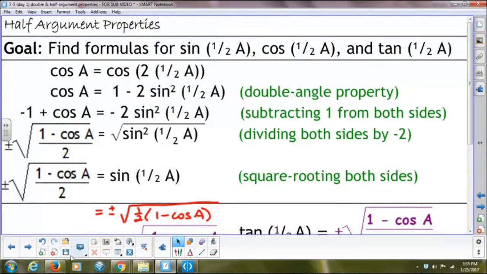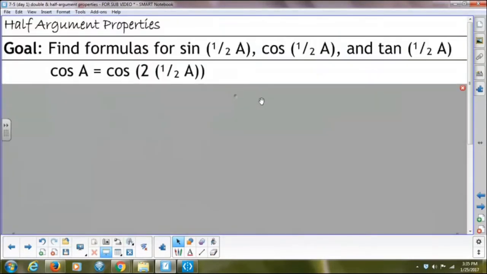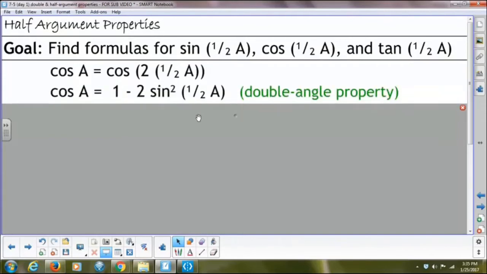Let me actually put this screen on so we can kind of talk about what's going on. So to find the half argument for cosine, you actually start with thinking about it as a double. So cosine of 1a, hopefully you realize 1 is the same thing as 2 times a half. So now we've got the double argument of 1/2 a. So you use the double argument property, one of them, for cosine.